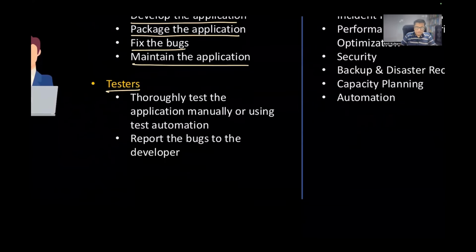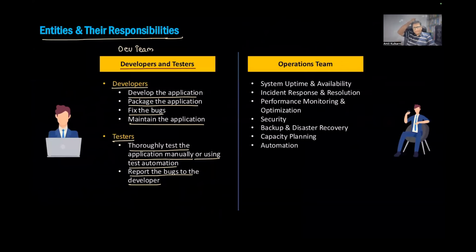When you are a tester in DevOps, in the dev team, the tester's main job is to thoroughly test the application using manual or automation way, like what we discussed earlier, and report the bugs to the developer. So the developer will fix the bugs and take care of fixing those issues and deploying the latest version of it. This is the developers and the testers team known as the dev team.